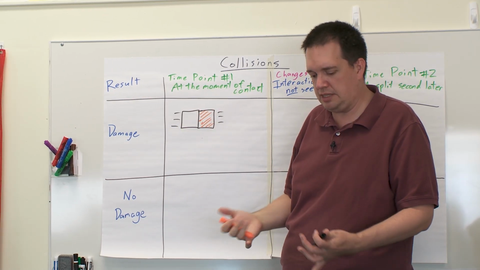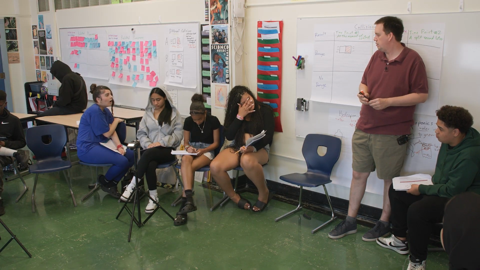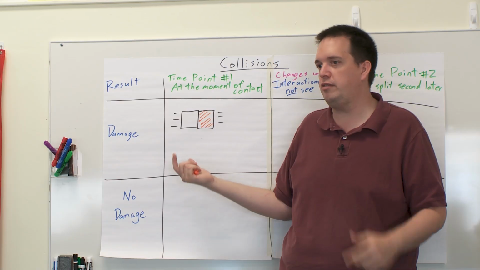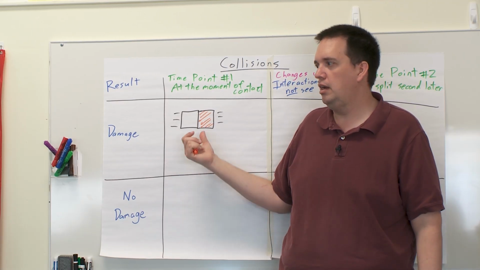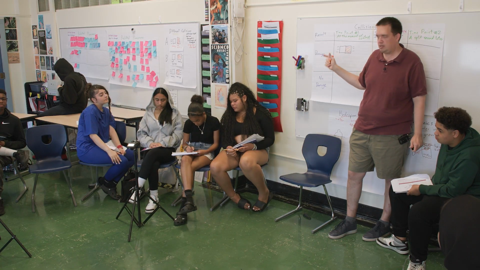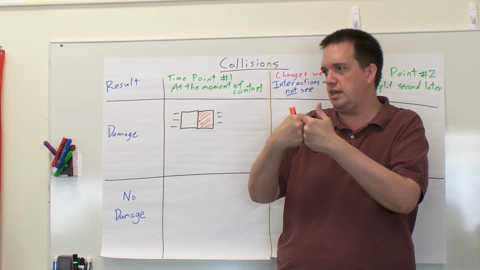Why am I using boxes instead of drawing a cell phone or glasses? Because it's too specific. So I'm keeping this pretty general. So this could be any of your collisions, okay? What else is happening here? Anything happening to these objects? They're near each other. Are they near each other or are they actually touching?